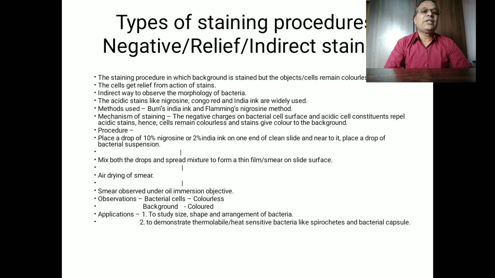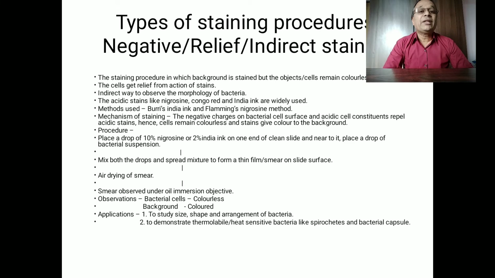Most of the time for this negative staining or indirect staining, acidic stains are used. Examples are nigrosin, Congo red, India ink and so on. These are widely used acidic stains for negative, relief or indirect staining.